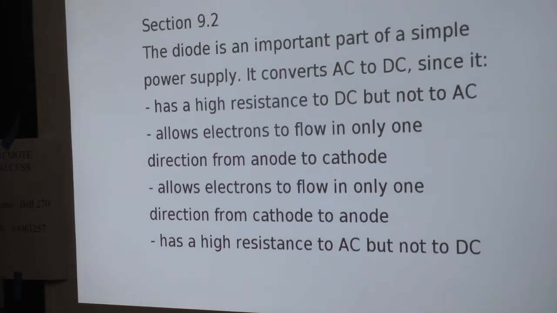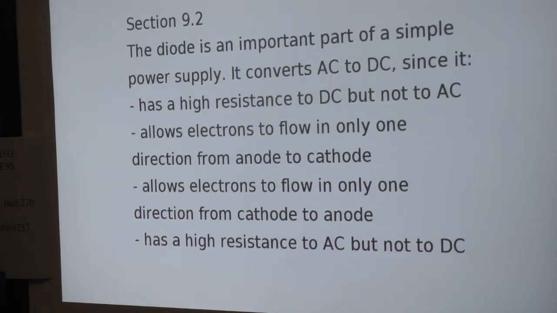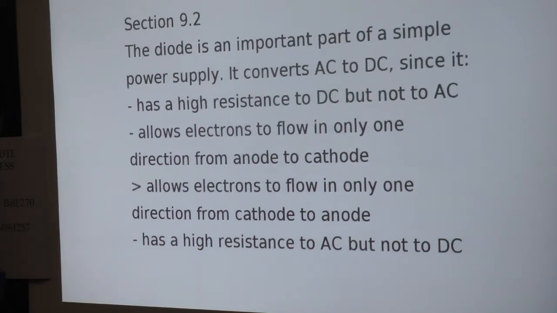Alright. The diode is an important part of a simple power supply. It converts AC to DC since it allows electrons to flow in only one direction from an anode to cathode. No. So yeah, it flows from cathode to anode.